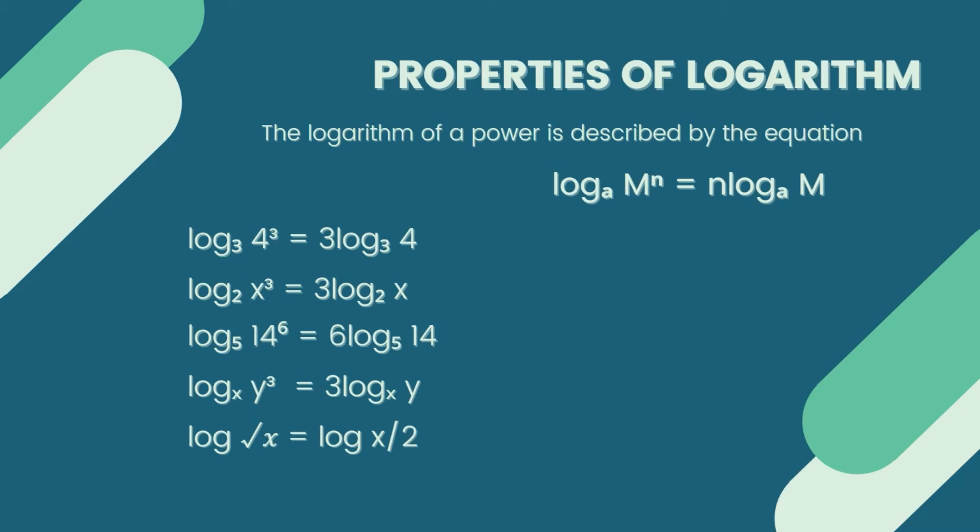Logarithm base 5 of 14 to the power of 6 equals 6 logarithm base 5 of 14. Logarithm base x of y to the power of 3 equals 3 logarithm base x of y. Logarithm of the square root of x equals logarithm of x over 2.